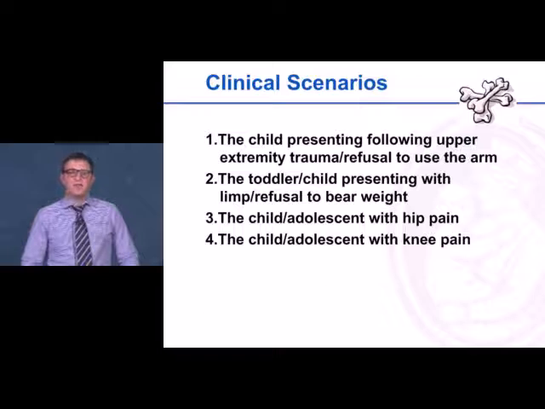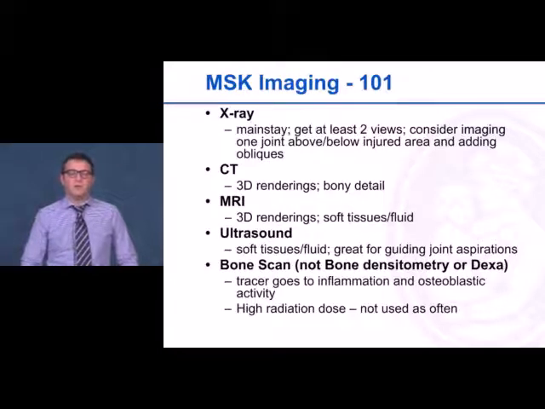So now we've talked about compartment syndrome and open fractures, and we're going to delve now into some of the common clinical scenarios that present to a primary care or pediatrician's office. The clinical scenarios we're going to talk about are the child presenting following upper extremity trauma, refusing to use their arm, a toddler or child presenting with limp, refusing to bear weight, a child and adolescent with hip pain, and one with knee pain. Before we get into those clinical scenarios, I think it's important to brush up on our musculoskeletal imaging.